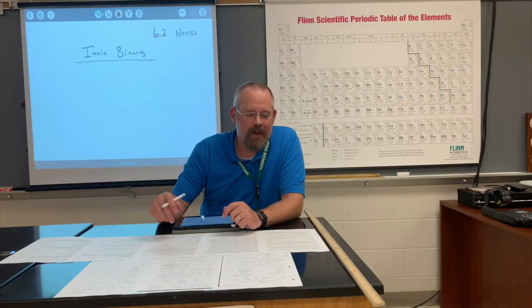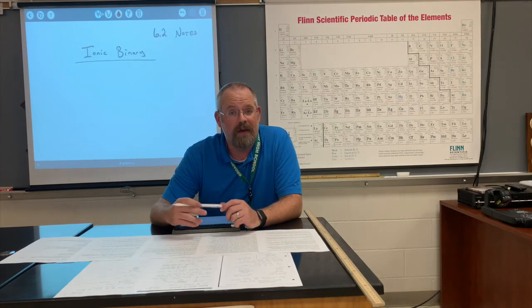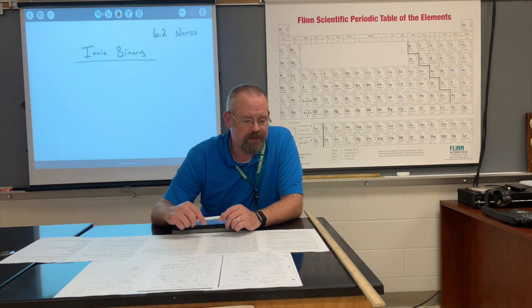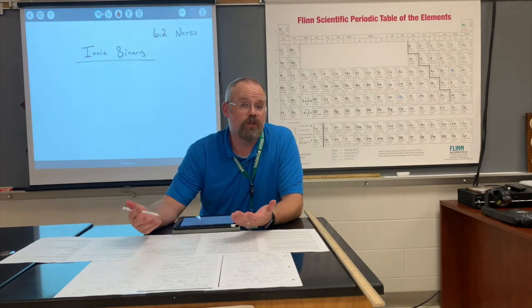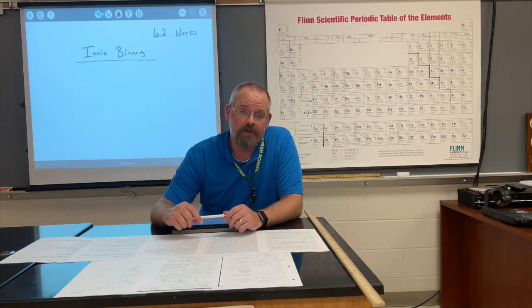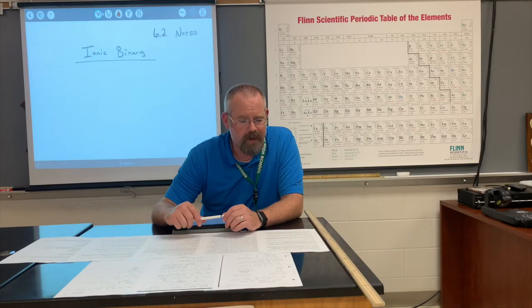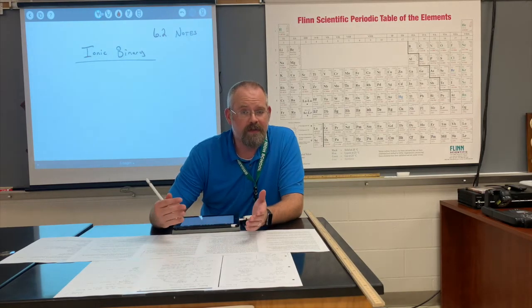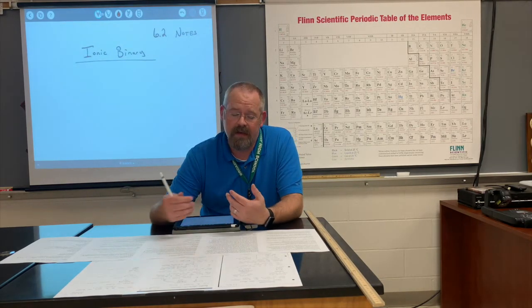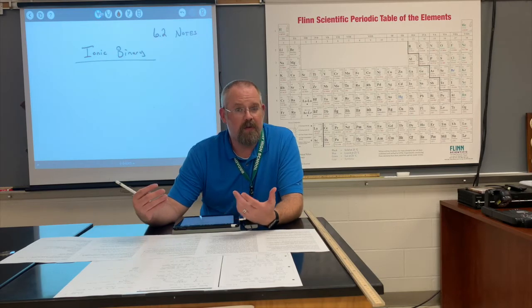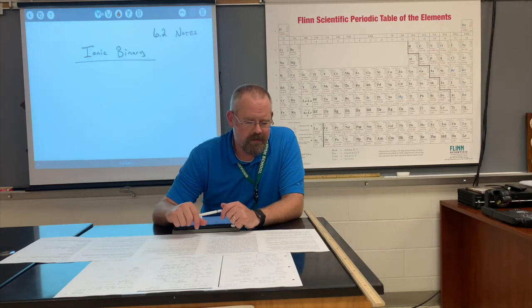Hi everyone. Today we're going to talk about ionic binary and continue with nomenclature. These are going to involve charged ions, specifically metals, bonding together with a nonmetal. Ionic compounds occur when a positive ion and a negative ion stick together, much like a north and south pole of a magnet will stick together.